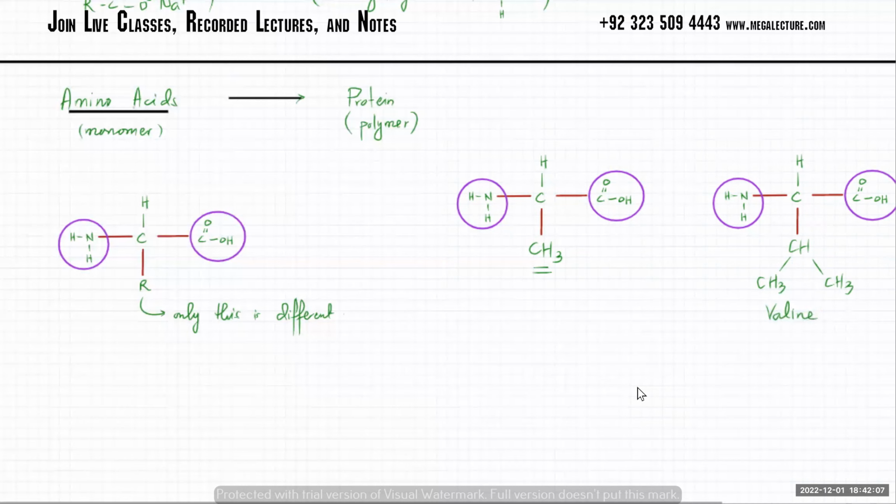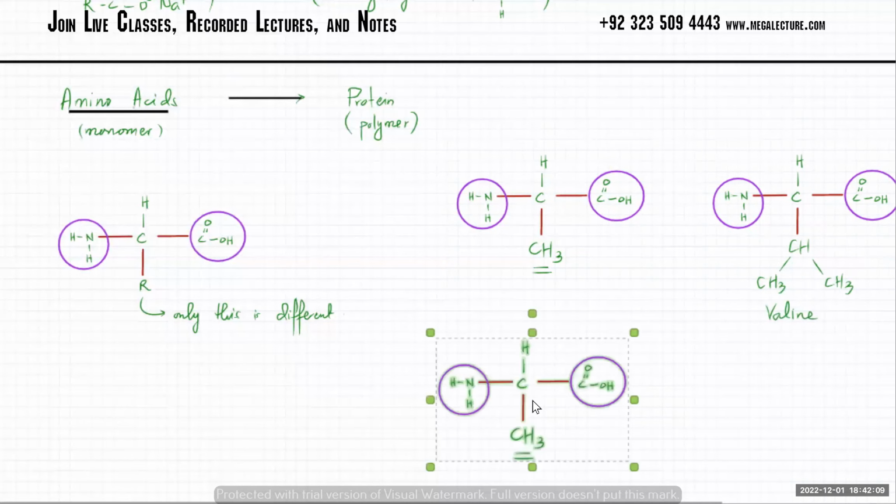So you also have aspartic acid. Remember that's CH2, it's got CH2 and it's got a carboxylic acid group.